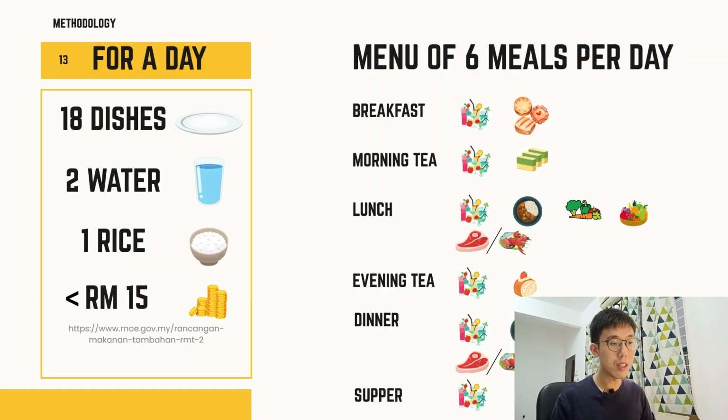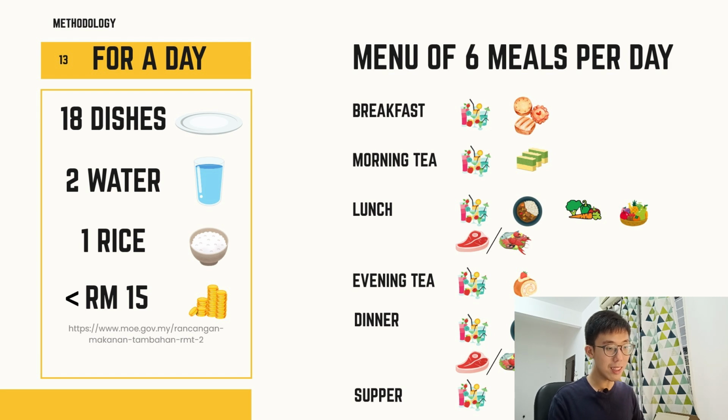A total of 6 meals will be prepared for a day for children, with a total of 18 dishes. While serving the variety of menu from breakfast to supper, Malaysians usually prefer to have at least 2 glasses of water and 1 rice to be served as part of their meal each day. The cost of the menu for a day is aimed to be below 15 ringgit, as per the government support of 2 ringgit and 50 cents for a meal in primary school canteens. This would act as the constraint of the food group's requirements in our model later.